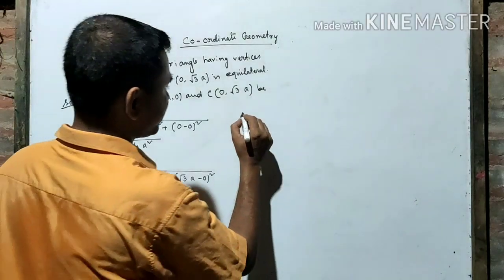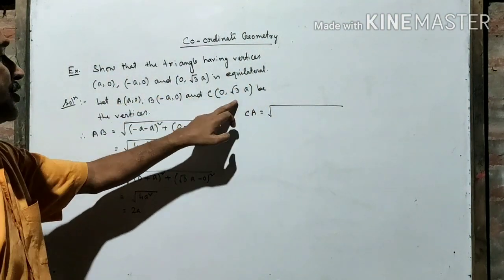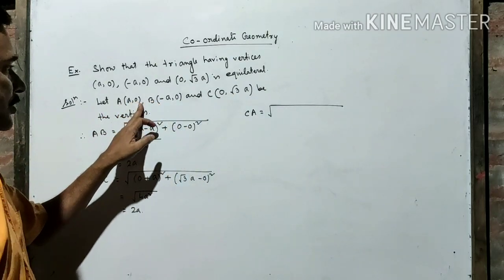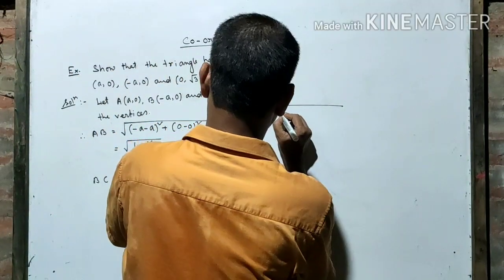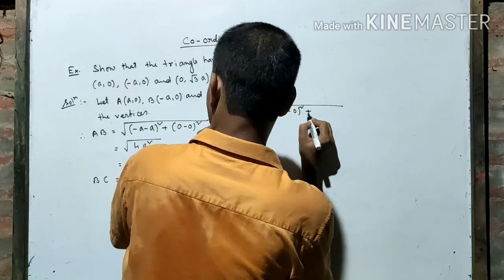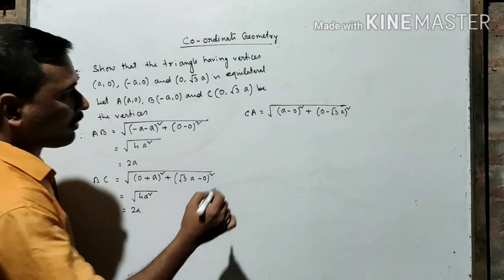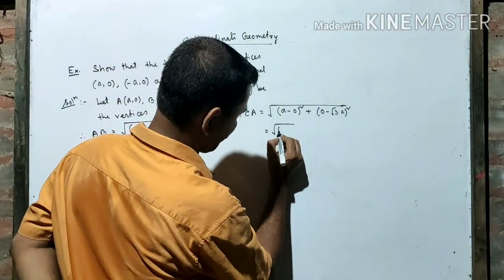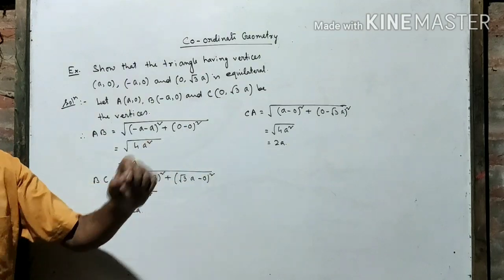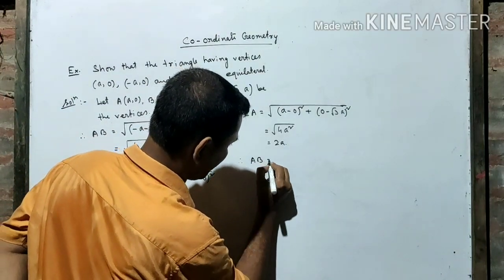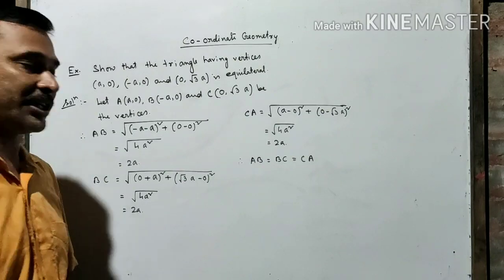Okay. Then we will find CA. Another side is CA, C and A. So this is 1, this is 2. x1, y1, x2, y2, because we have taken it as CA. So x2 minus x1 whole square plus y2 minus y1 whole square. Again, a square plus 3a square, that is 4a square, is equal to 2a. So what you see, AB is equal to 2a, BC is equal to 2a, and CA is equal to 2a. Therefore AB is equal to BC is equal to CA. So all the sides of the triangle are equal, hence the triangle is an equilateral triangle.